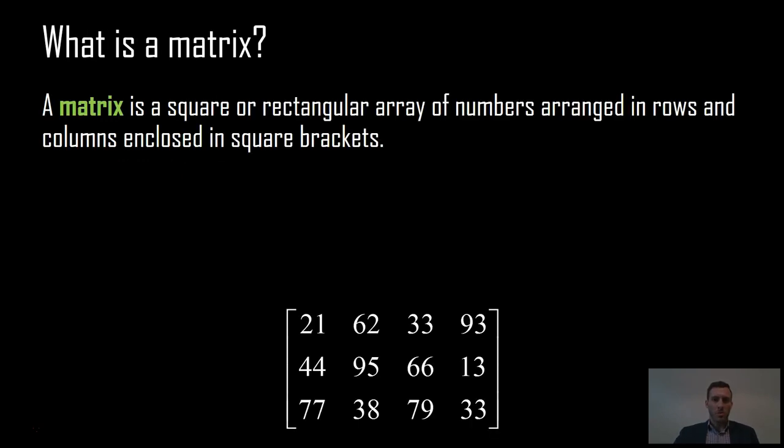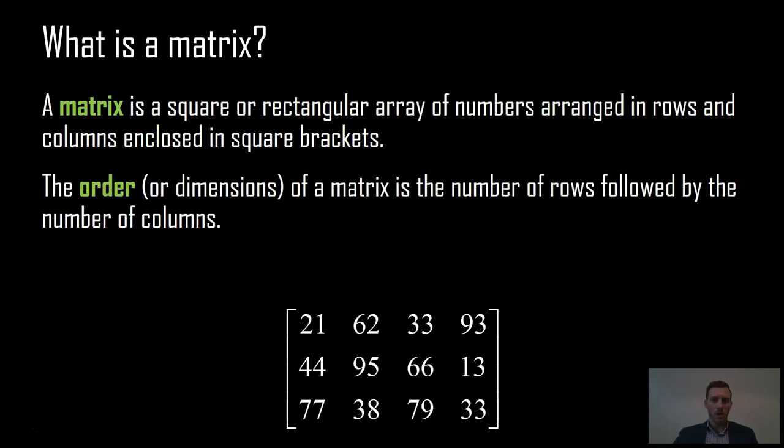A matrix is a square or rectangular array of numbers arranged in rows and columns and closed by brackets. A matrix can be thought of simply as a table of numbers with a given number of rows and columns. I have an example here of a typical matrix. The order, which is sometimes referred to as dimension of a matrix, is the number of rows followed by the number of columns in a matrix. The order of this matrix is 3 by 4, written 3 times 4, which means 3 rows and 4 columns.